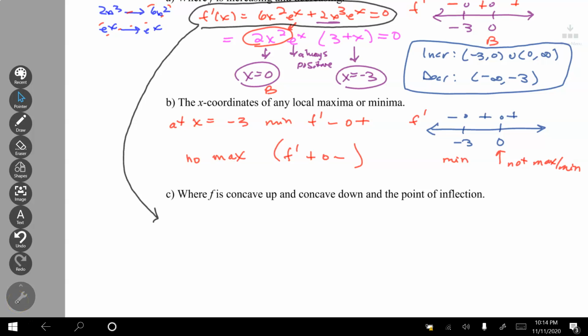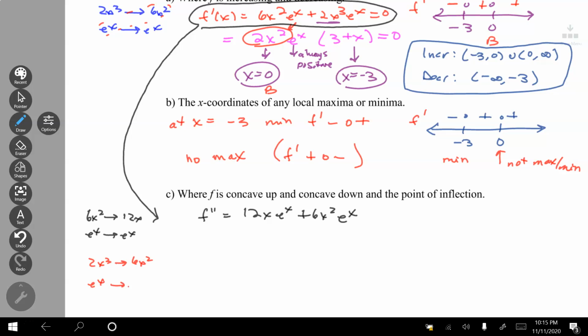Well, I have two terms here, and they both kind of have a product rule. So I have 6x squared, 12x, e to the x, e to the x. So the first part of that double prime is going to be 12x e to the x plus 6x squared e to the x. And the second part of it is 2x cubed, 6x squared e to the x, e to the x, plus 6x squared e to the x, plus 2x cubed e to the x.